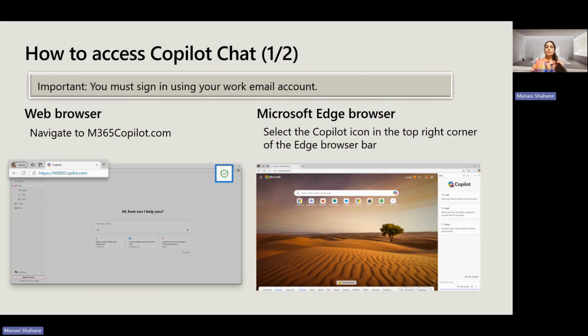Then the second is you can use the Microsoft Edge browser, which is available in the right-hand side corner. You can definitely use that and ask questions, summarize, brainstorm, write code or generate code, whatever you want. You can do that over here.